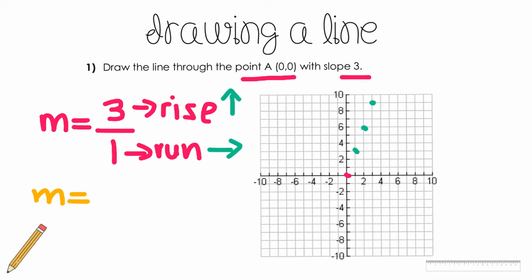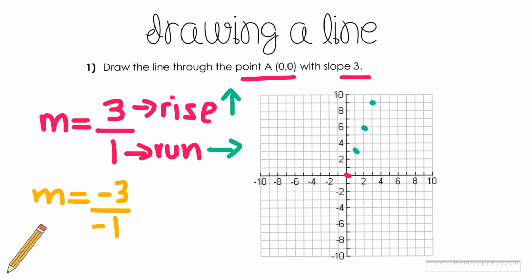So I know my slope is a positive 3, but a positive 3 can also be rewritten as negative 3 over negative 1. If I reduce negative 3 over negative 1, I still get a slope of 3. So you can rewrite the slope just as long as the sign doesn't change and the numbers don't change. Again, our top number is rise and our bottom number is the run.